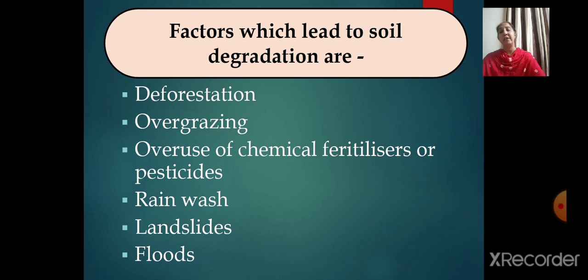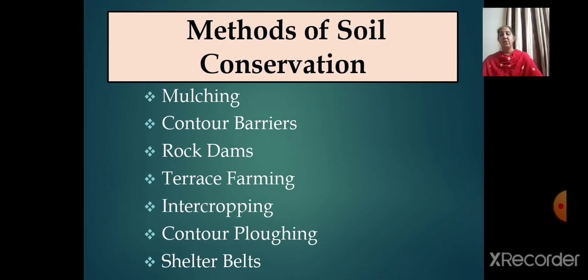Now, when we know the degradation is there, definitely we need measures to conserve it, right? Now, let's go through the methods. Some methods of soil conservation are given here: mulching, contour barriers, rock dams, terrace farming, intercropping, contour plowing, and shelter belts. Let us understand the meaning of each in detail now.